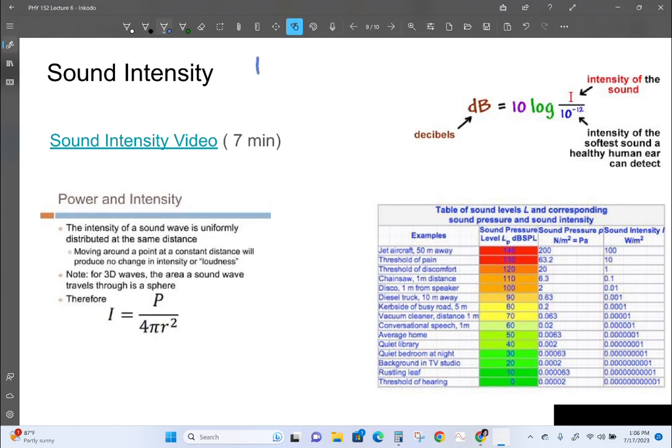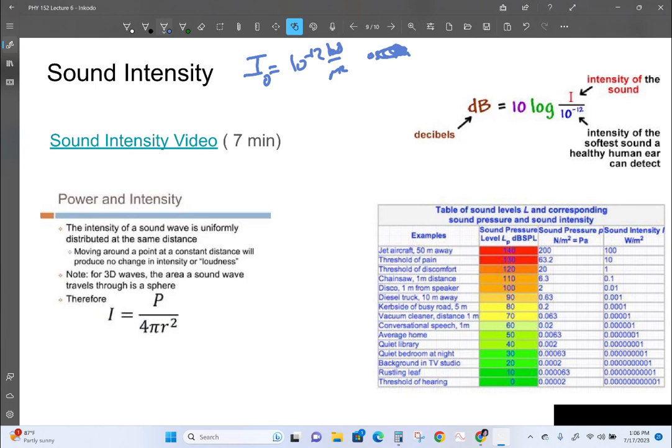The softest sound that we can find has the smallest intensity, I naught, which is 10 to the negative 12. Okay, and it's going to be measured in, sorry, not newtons, watts per meter squared. Remember, watts is the power of something, and we'll talk about that later on when we talk about electricity.